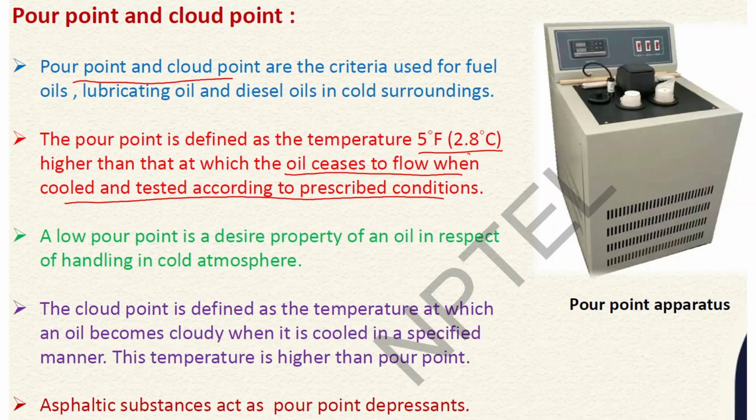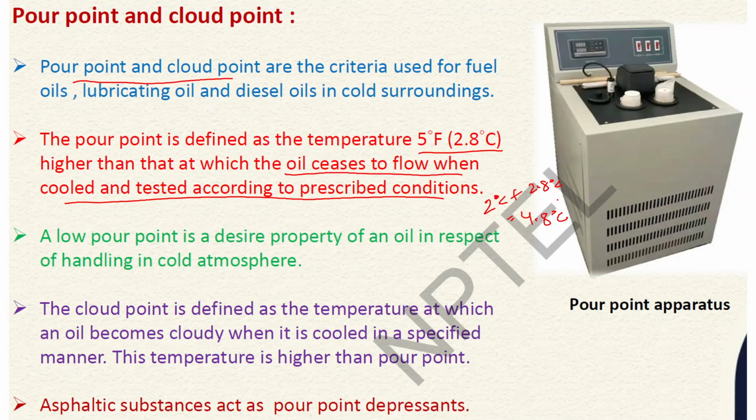Okay, so what happens is, we note the temperature at which it completely ceases to flow. Suppose our crude oil ceases to flow at 2 degrees C, so we will add 2.8 degrees C to it, which will give 4.8 degrees C, which is its pour point.